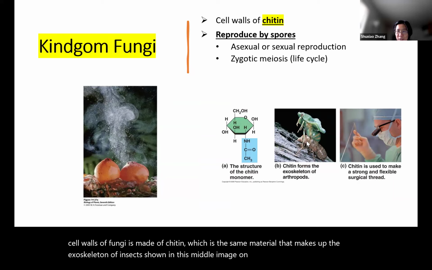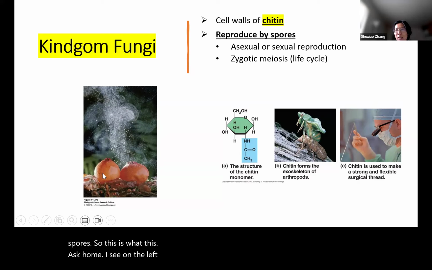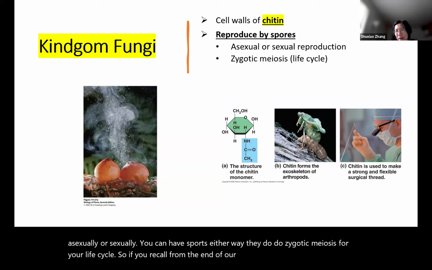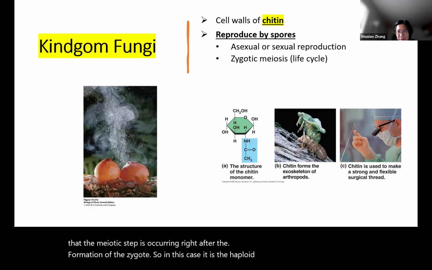Fungi reproduce by spores. This Ascomycete on the left is releasing its spores. And they can reproduce asexually or sexually. You can have spores either way. They do zygotic meiosis for their life cycle. If you recall from the end of our last lecture, zygotic meiosis means that the meiotic step occurs right after the formation of the zygote. So in this case, it is the haploid form that is dominant.